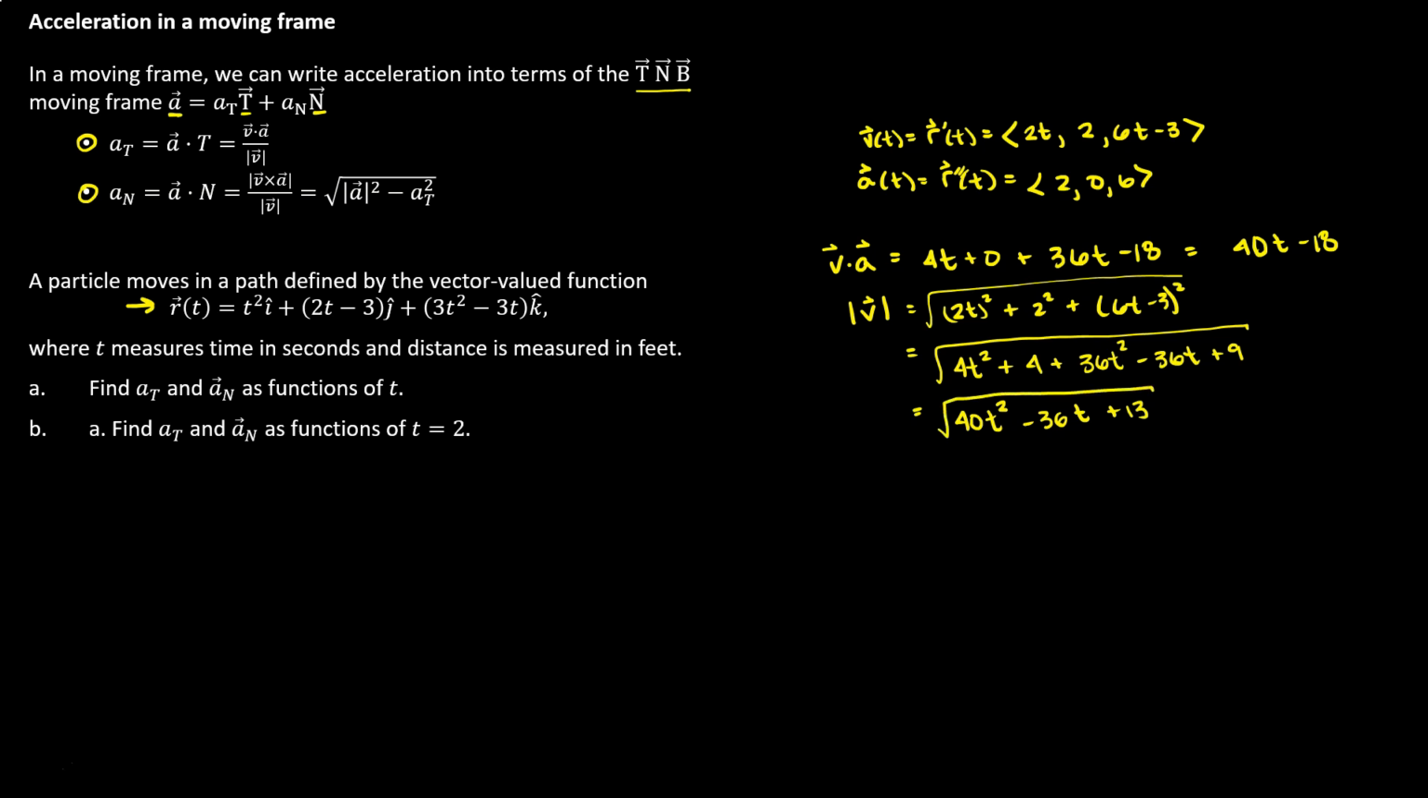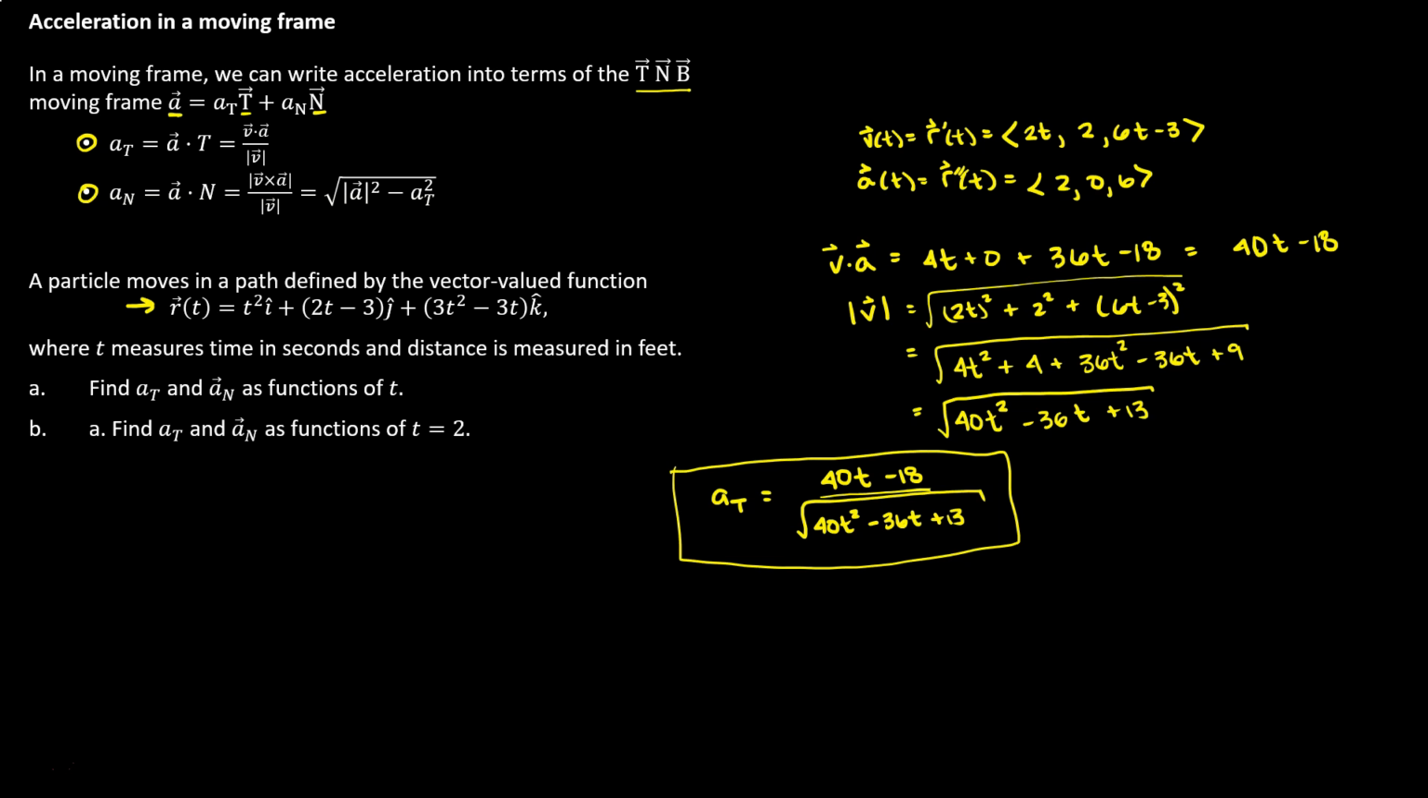All right, we have everything we need now to write the tangential coefficient of acceleration. It's the dot product v dot a, which we found to be 40t minus 18, divided by the magnitude of the velocity vector, which we found was the square root of 40t squared minus 36t plus 13. So it's kind of one of those plug and chug ideas.